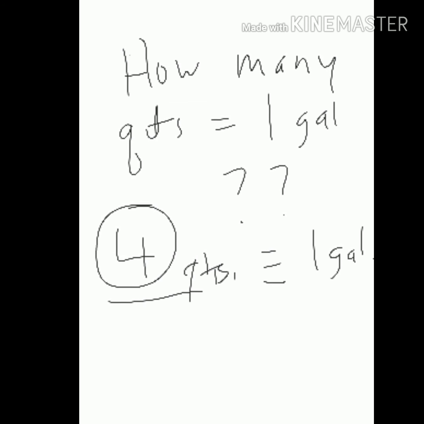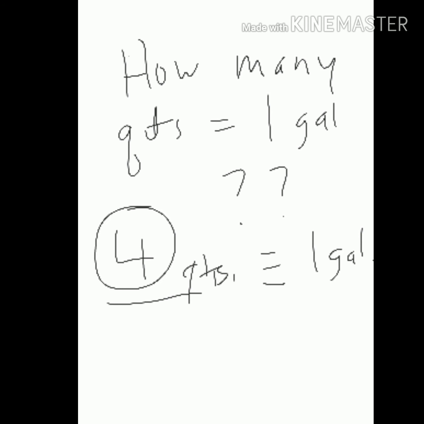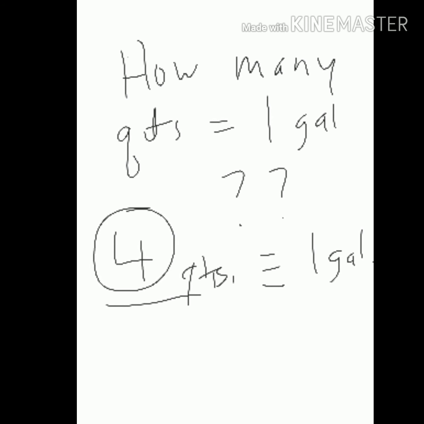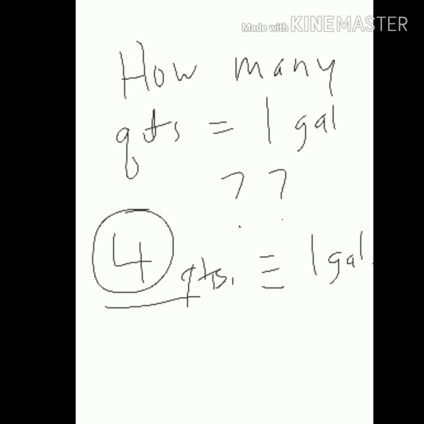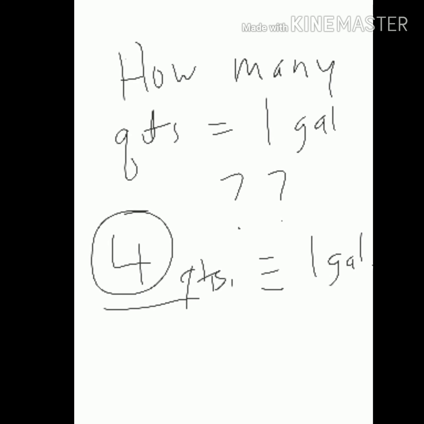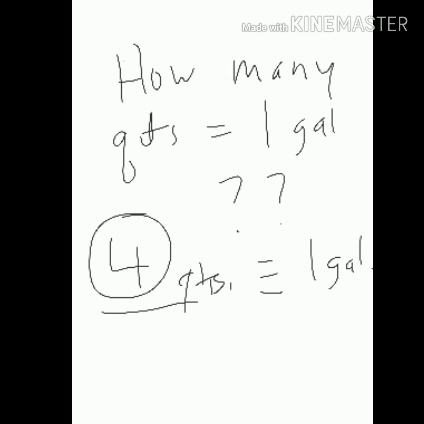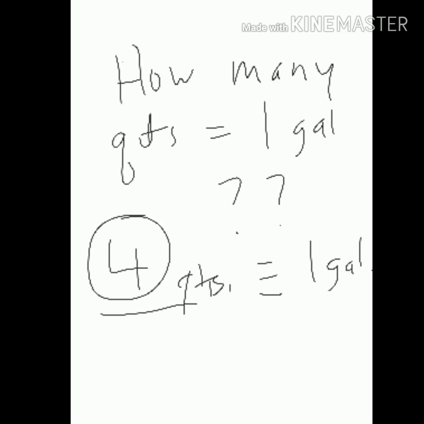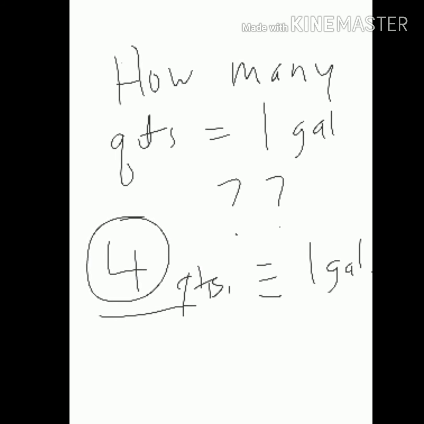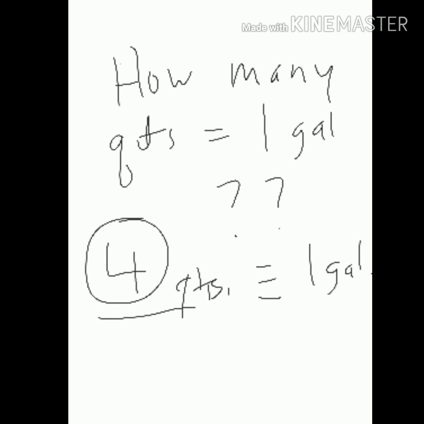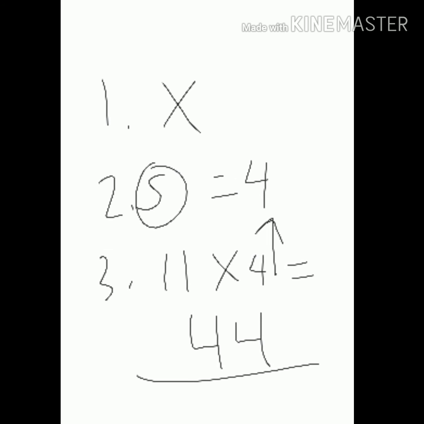Guess what? How many quarts equals a gallon? 4. All right, you got it. 4 quarts equals a gallon. So our special number that we're going to use is 4. So now we can set it up. All right, we got the setup.